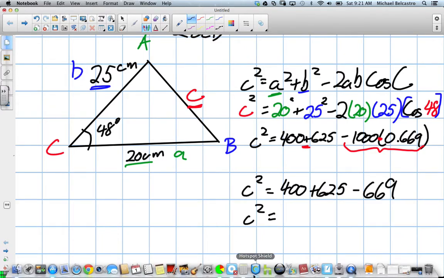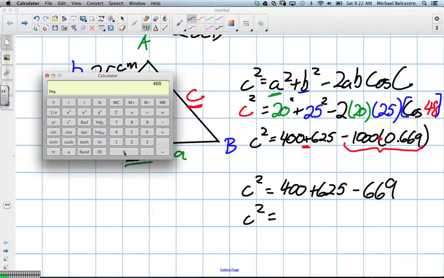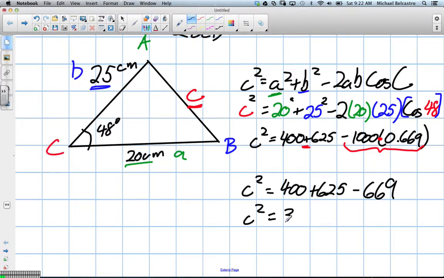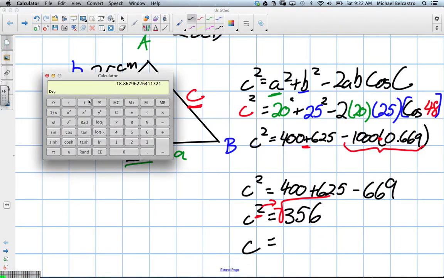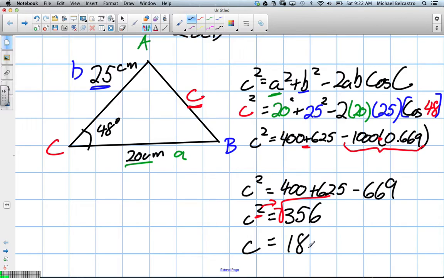So let's do that. 400 plus 625 minus 669, 356. Are we done? Is side C 356? There's one last thing we have to do. Square root it. That's right. The opposite of squared is the square root of a value. So we find the square root of 356 on my calculator. 18.86. So side C is 18.86 centimeters. Great.